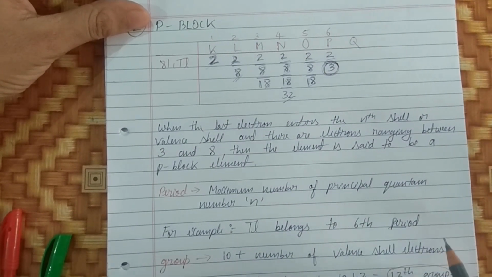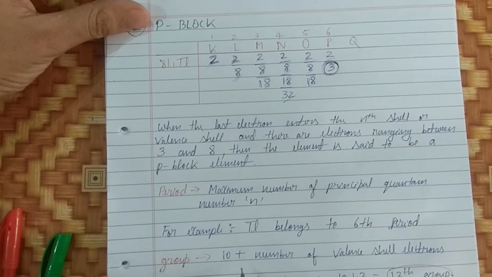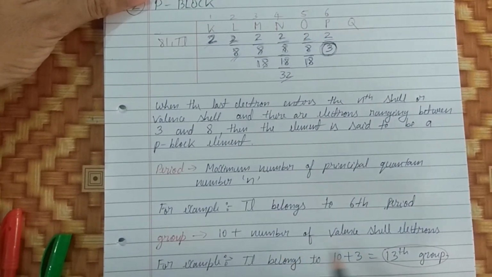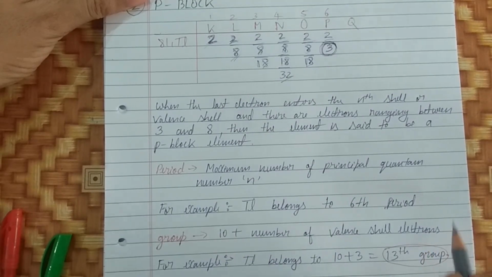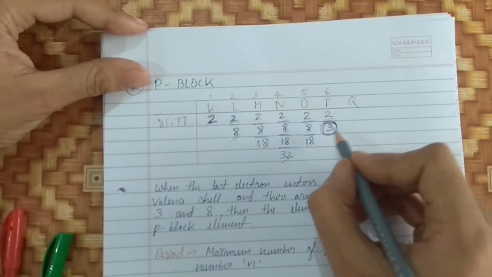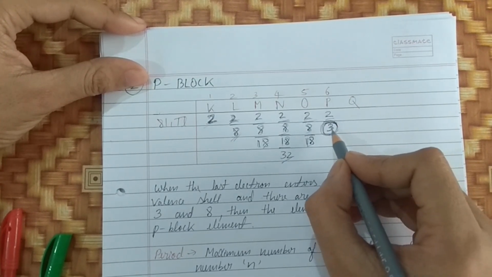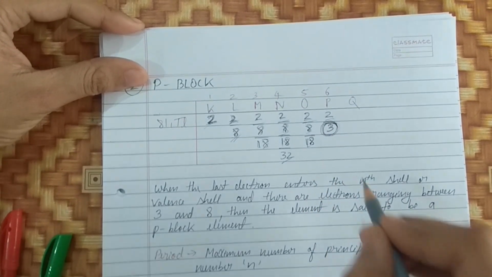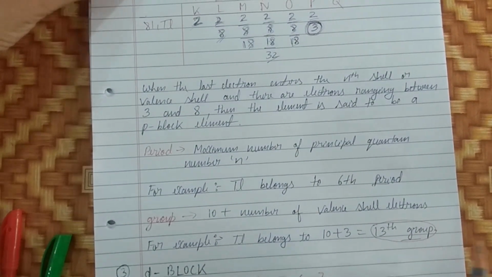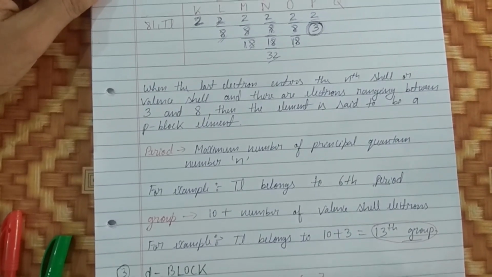And for calculating the group, the group number will be 10 plus the number of valence shell electrons. For example, in the case of thallium, there are 3 electrons in the valence shell. That's why the group number will be 10 plus 3, which will be 13. So here I have seen thallium belongs to group 13. Okay, easy, no problem. Now let's move to the d block elements.